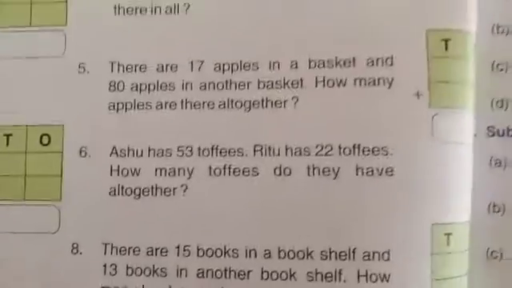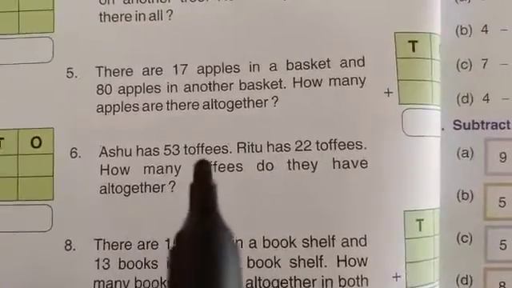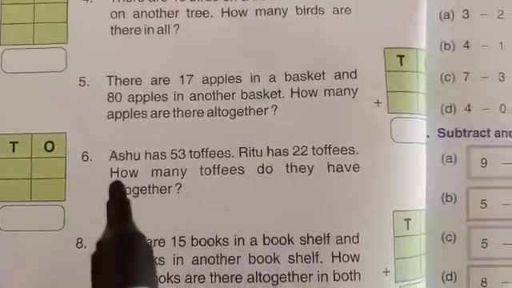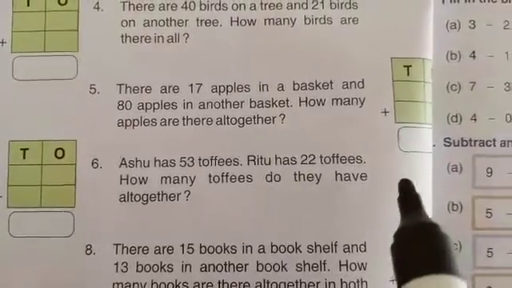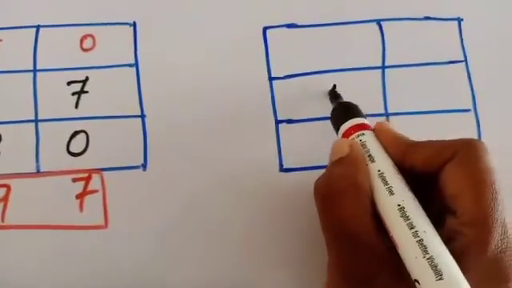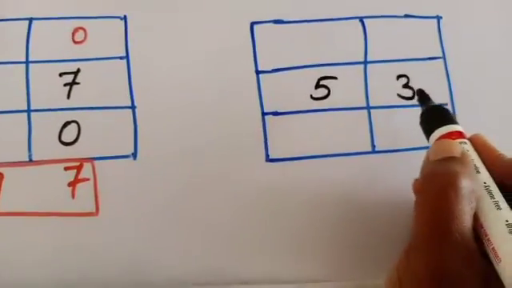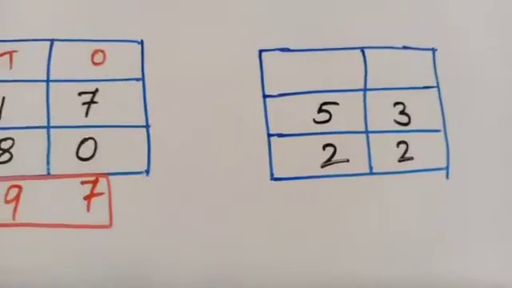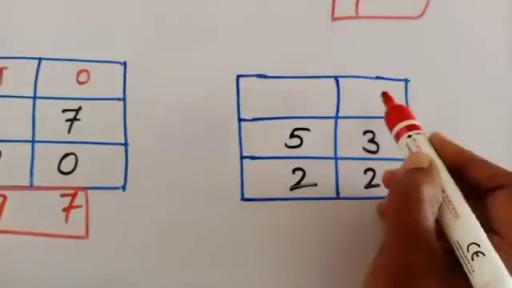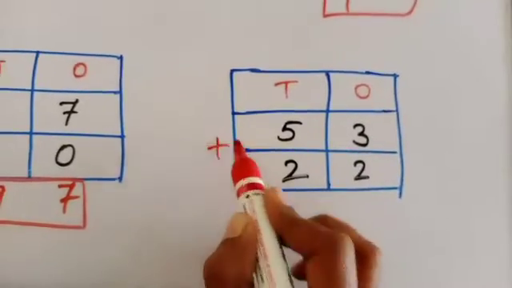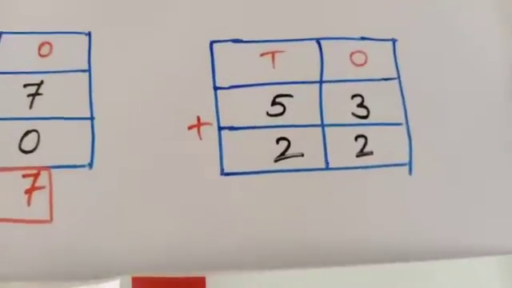So the sixth one is, Ashu has 53 toffees. Ritu has 22 toffees. How many toffees do they have all together? So Ashu has how many toffees, children? 53. Okay. So let's write here 53. And now Ritu has how many? 22 toffees. Okay. So all together we have to find out the answer. So what we have to do now? Ones place, tens place we have to write, and we have to add this. Now we have to find out the total toffees.